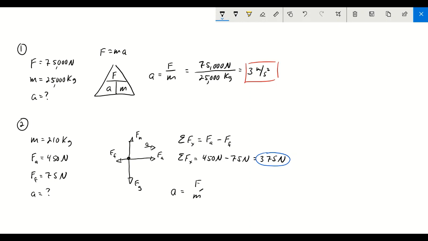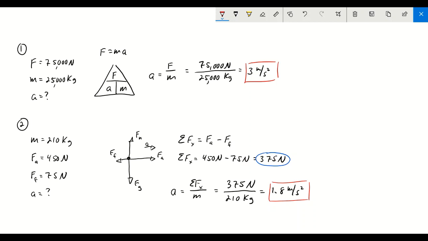Let's make this a little neater. But for this one, I don't want just any force. I want the net force in the x direction. So now we can solve this problem because we'll put in our 375 newtons. We'll divide that by our 210 kilogram mass of the crate. And now we get 1.8 meters per second squared. So this is now the acceleration that we figured out for the crate as it's sliding across the floor.